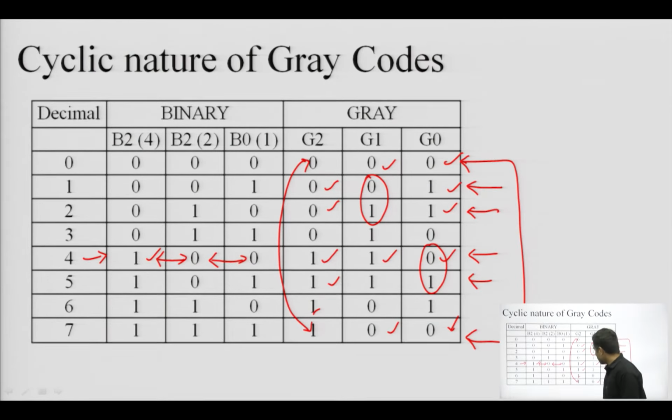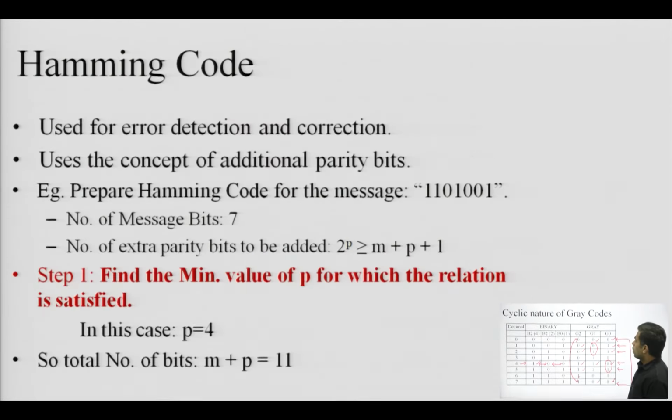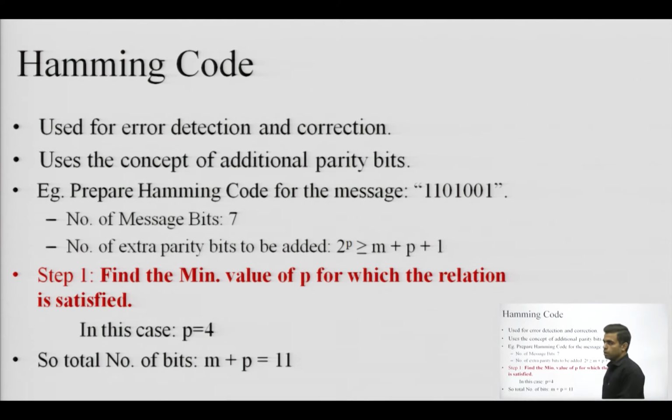Okay. So, now coming to the special category of codes which are used for error detection and correction. In this category there are multiple codes, but the simplest one, which is in our syllabus, is the Hamming code. So, what is this Hamming code? How is this Hamming code obtained? How does it perform error detection and correction?